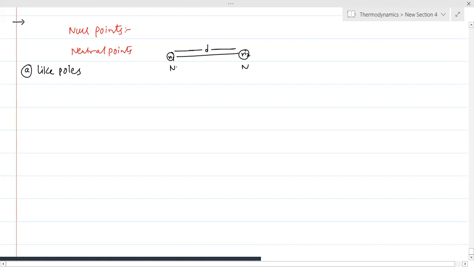So we take the directions. When this is the north pole, the direction is away from the north pole, and away from the north pole, B1 and B2 are opposite to each other. Therefore, the net magnetic field is equal to 0. Net magnetic field B1 vector plus B2 vector is equal to 0. Or by taking magnitudes, we take B1 equal to B2.